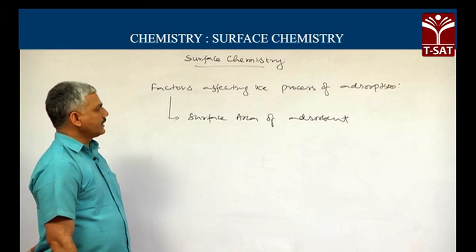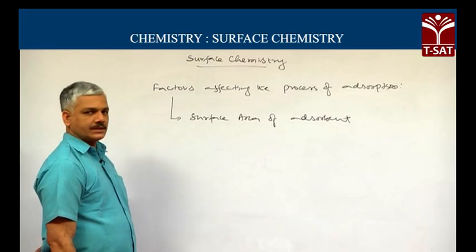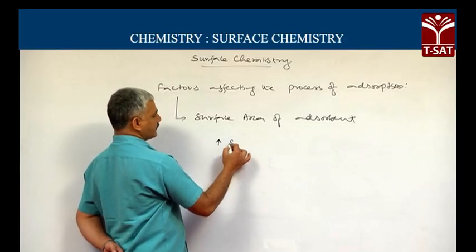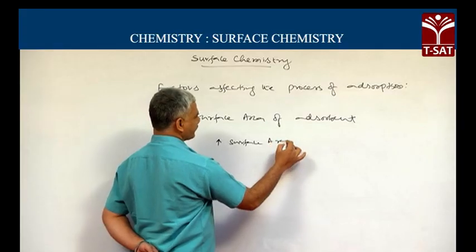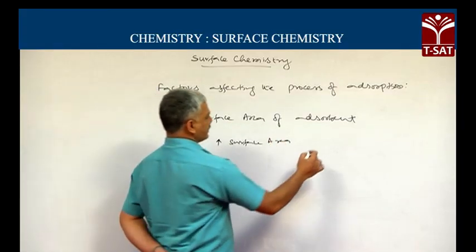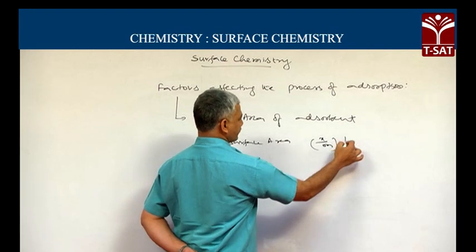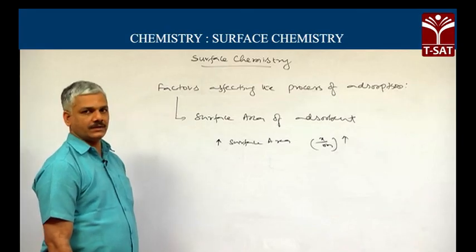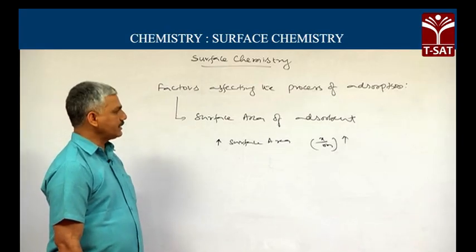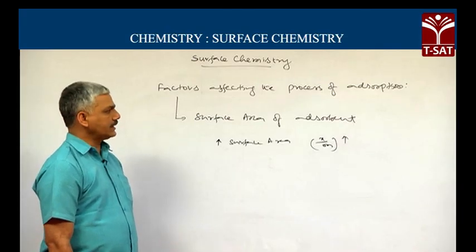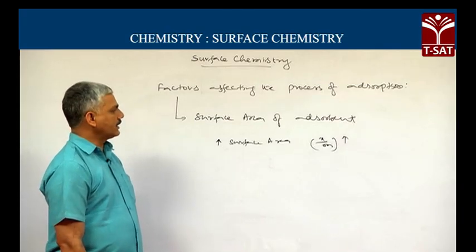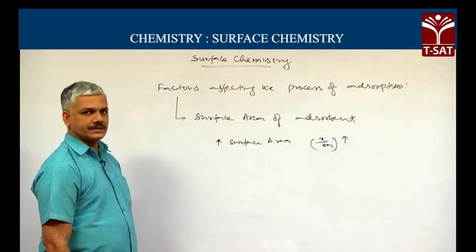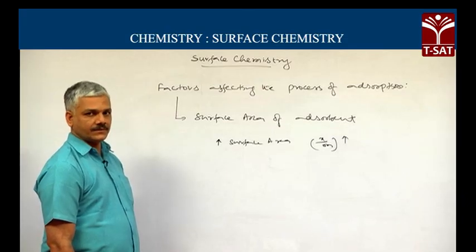One more factor affecting the process of adsorption is the surface area of the adsorbent. With increase in the surface area of the adsorbent, the extent of adsorption always increases. Hence, the adsorbent is always taken in a finely divided state. In order to keep the surface area clean for the adsorbate to be adsorbed, the adsorbent is always heated in vacuum. The process is known as activation of the adsorbent.